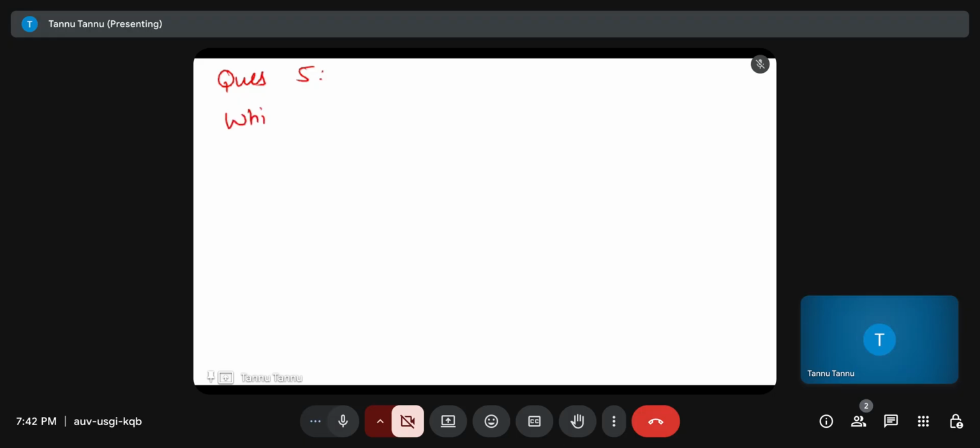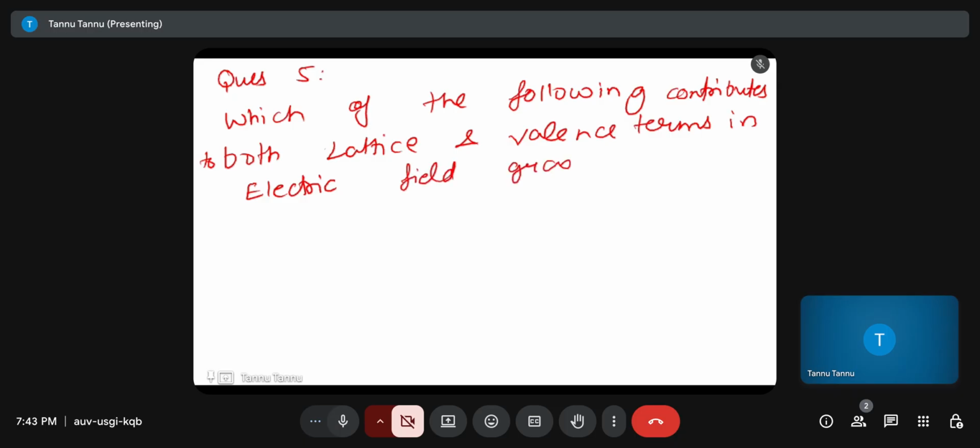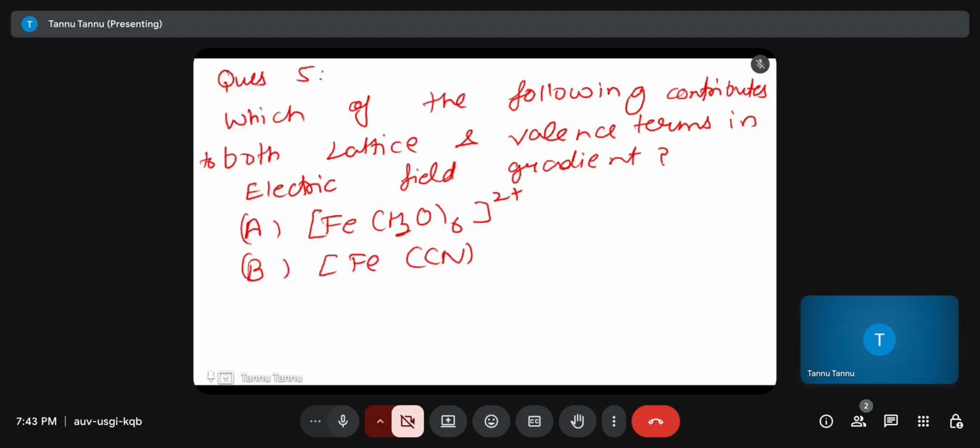Question 5. Which of the following contributes both to lattice and valence terms in electric field gradient? A. Fe(H2O)6 2+. B. Fe(CN)6 4-. C. Co(NH3)6 3+. D. CH3+.